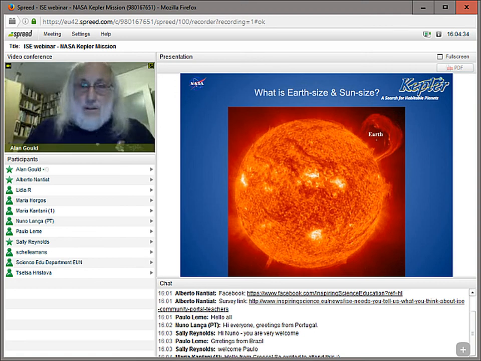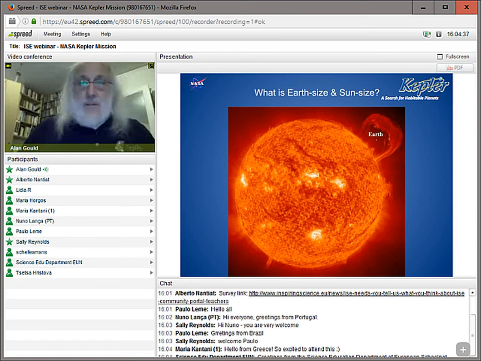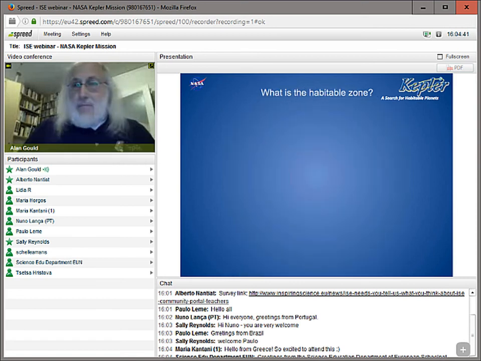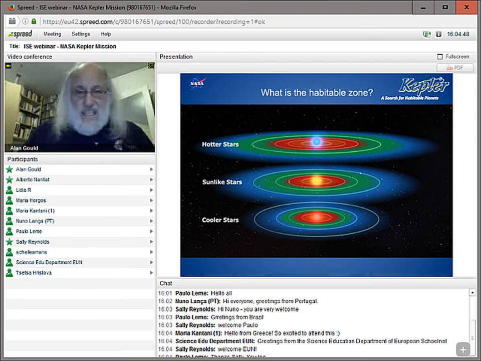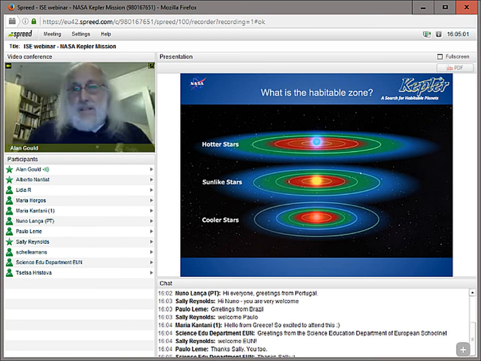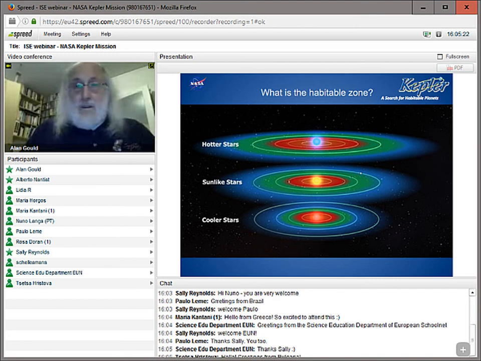Then the other term we used in that opening slide in the goal is habitable zone. The critical factor is the distance from the star. Well, not just distance, but the temperature of the star, which is usually related to the size of the star. The hotter stars, indicated here as blue, actually, hotter stars are blue. The habitable zone, which is the green in this image, is farther out than for a Sun-like star, shown in the middle level, and that in turn is farther out than the habitable zone of the cooler stars.